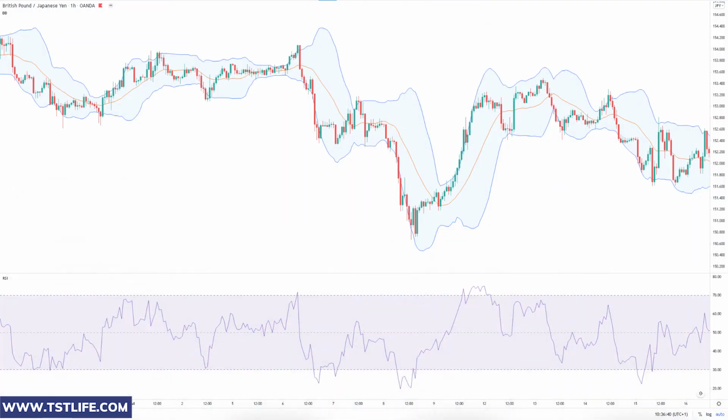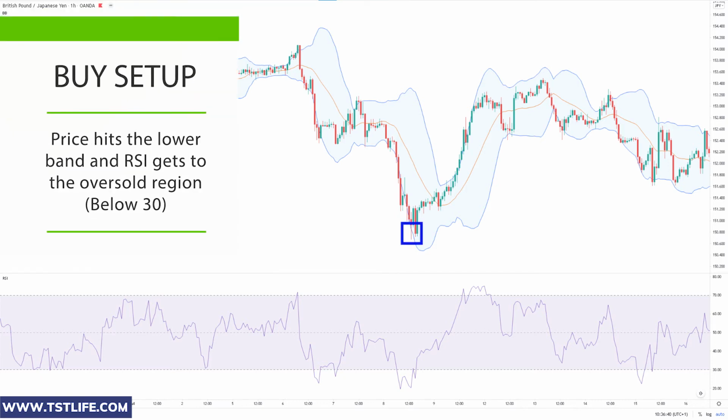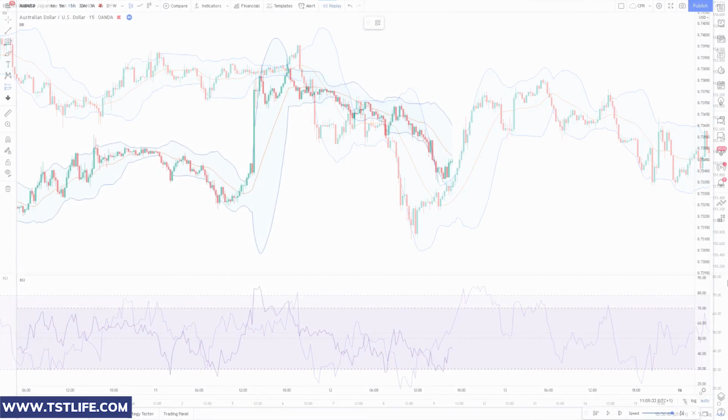Now let's combine both the Bollinger Bands and RSI into a single chart. The strategy of using Bollinger Bands and RSI is not that complicated. We just need to watch for moments when the price hits the lower band and RSI gets to the oversold region, below 30. This would be a good entry for a buy trade. Let's look at an example on the chart.